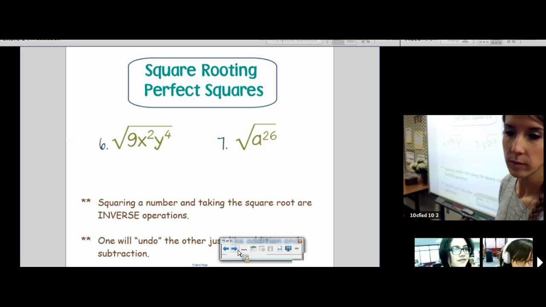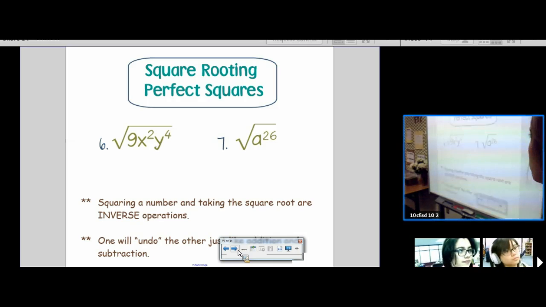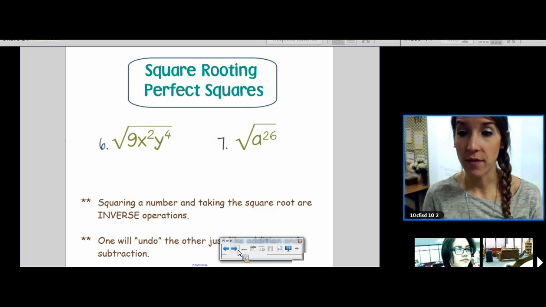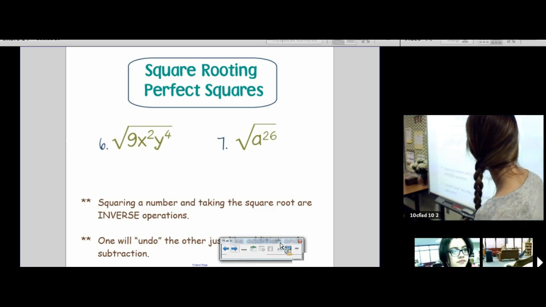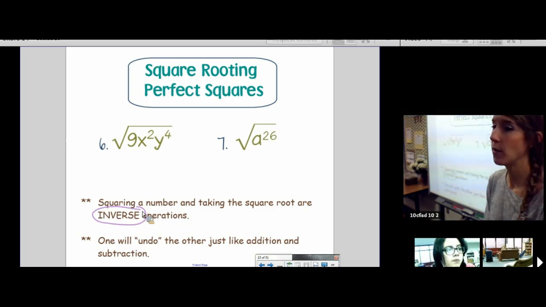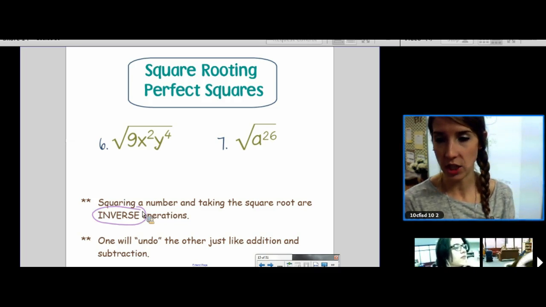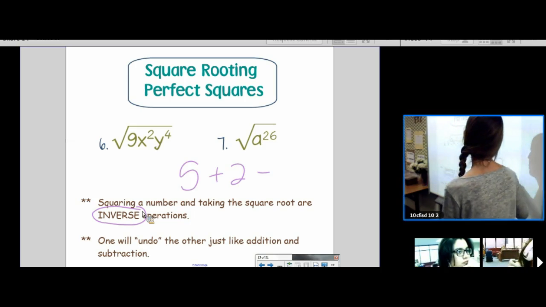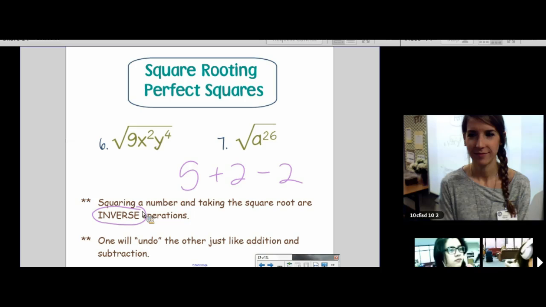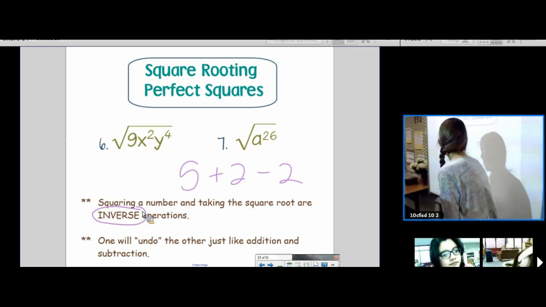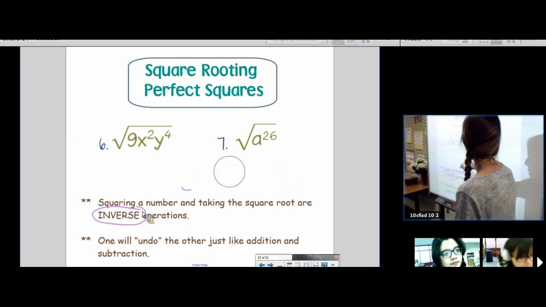All right, square rooting perfect squares. We kind of did this at the very beginning of the lesson, but now we're going to add in some variables. Remember that squaring a number and taking the square root are inverse operations. One will undo the other, just like addition and subtraction. So if I had 5 and I said 5 plus 2 minus 2, what would I get? I would just get 5 all over again. So that's because addition and subtraction are inverse operations.